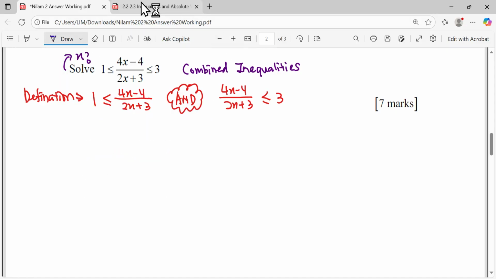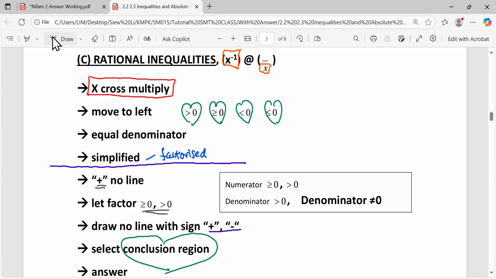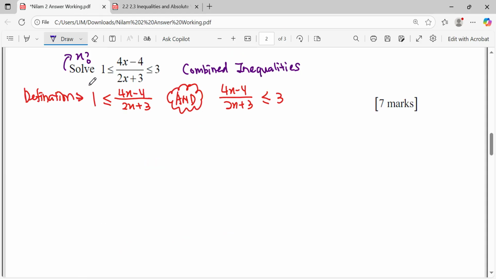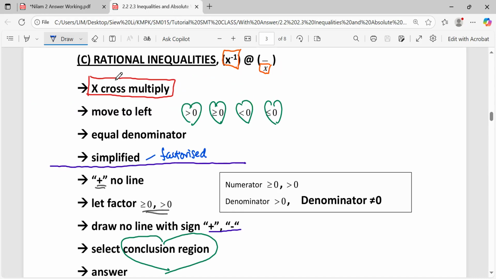Let us go through rational inequalities. What are we supposed to do? We cannot cross multiply, meaning we cannot multiply from the left-hand side to the right-hand side, and from the right-hand side to the left-hand side. That is called cross multiply, and we cannot do it. Everything moves to the left, your rational fraction, leaving the right-hand side as 0. This is the right-hand side you should achieve.